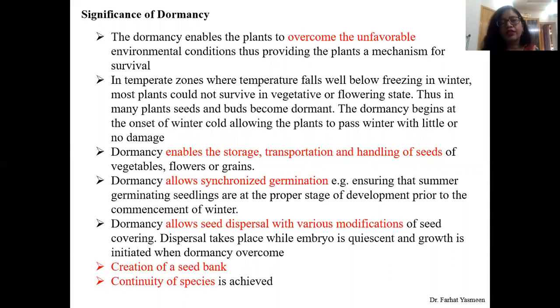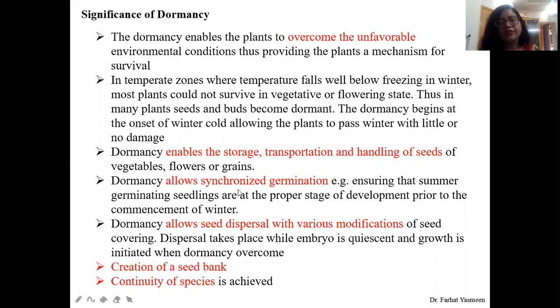Another significance is synchronized germination. It means dormancy enables the plant to germinate under specific conditions. For example, a summer plant should be grown under summer conditions, not in winter conditions, and this could only be possible under dormancy.